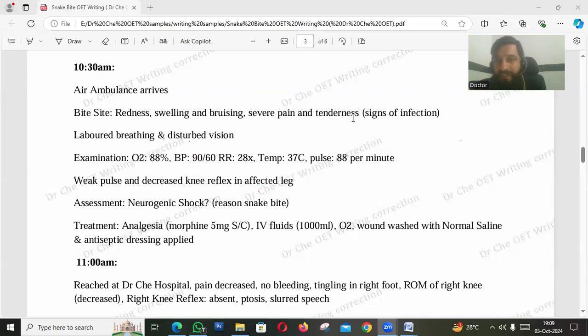Just write, she had signs of infection, labored breathing, and disturbed vision. Then write in the examination, her oxygen saturation was 88%, blood pressure was this, and she had weak pulse and decreased knee reflex in the affected leg. Then neurogenic shock was suspected, and she was treated with analgesics, IV fluids, O2, and her wound was washed with normal saline and antiseptic solution, like this.